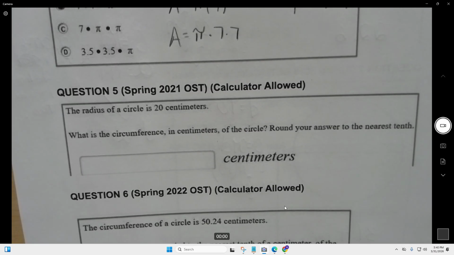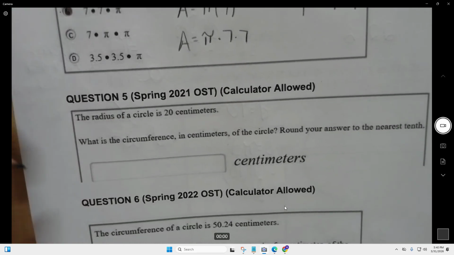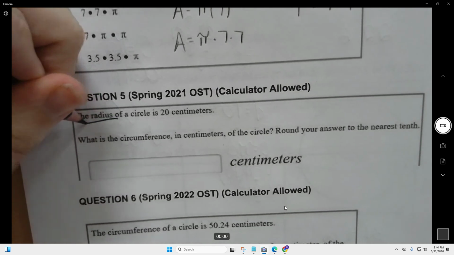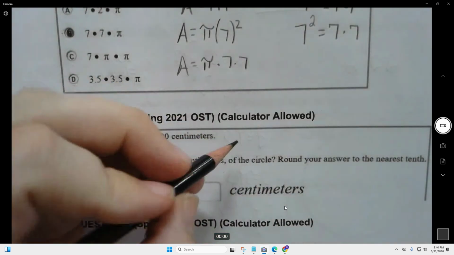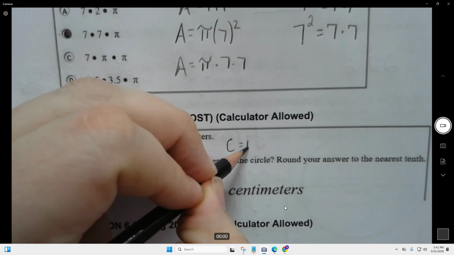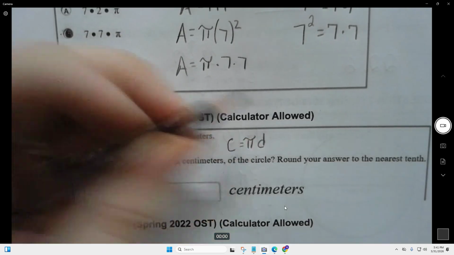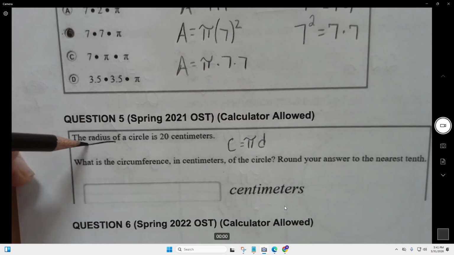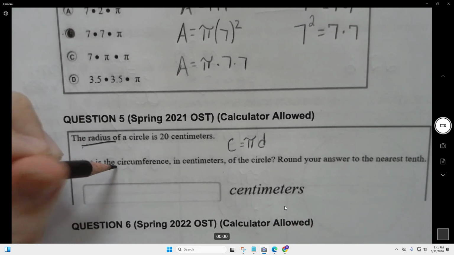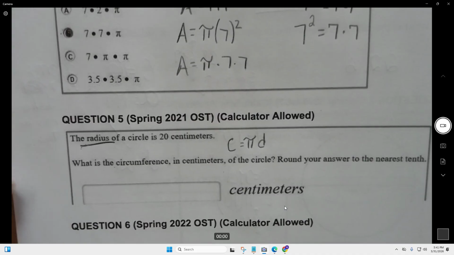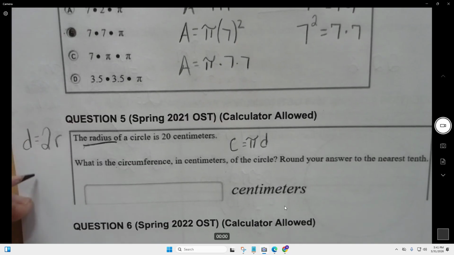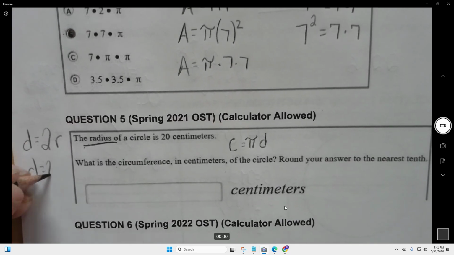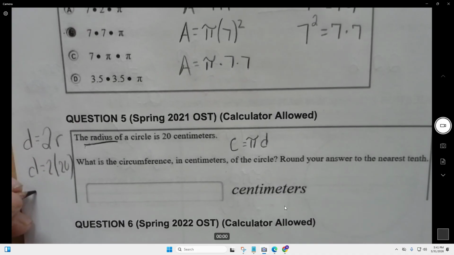This is a trick question, and this is why you need to read the questions. Because it says the radius of a circle. To find the circumference, you need to use the diameter. Cherry pie, delicious. So you first have to convert this radius to a diameter. How do you do that? You double it. The diameter is just 2 times the radius. So the diameter is 2 times 20. So the diameter is 40.